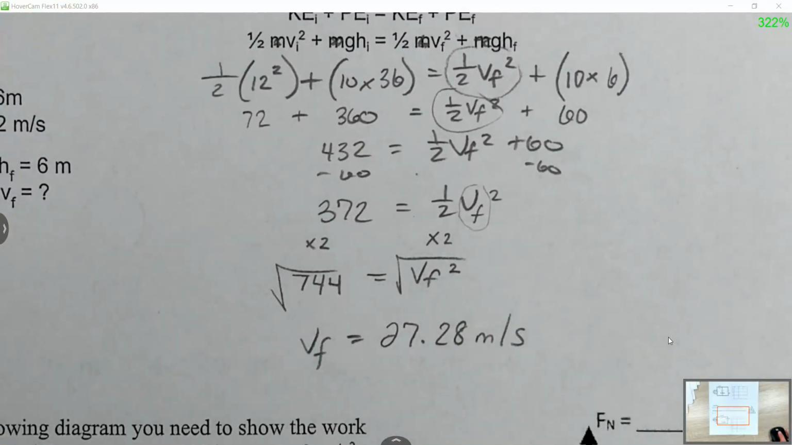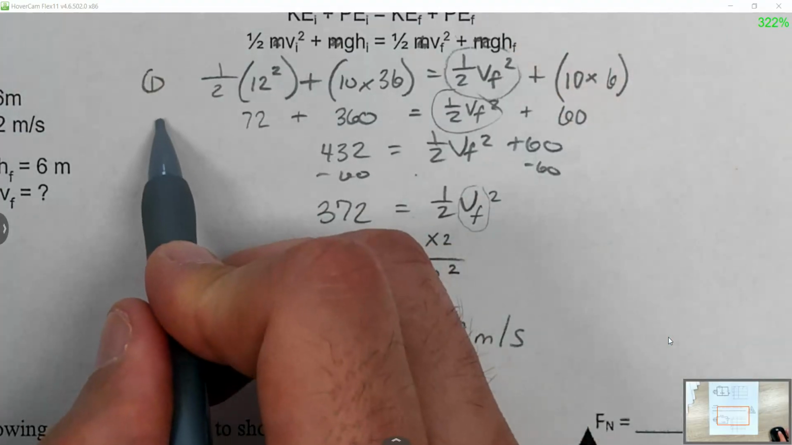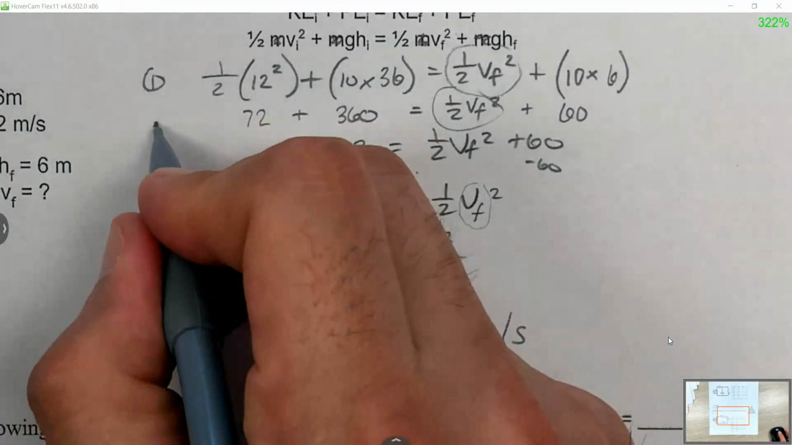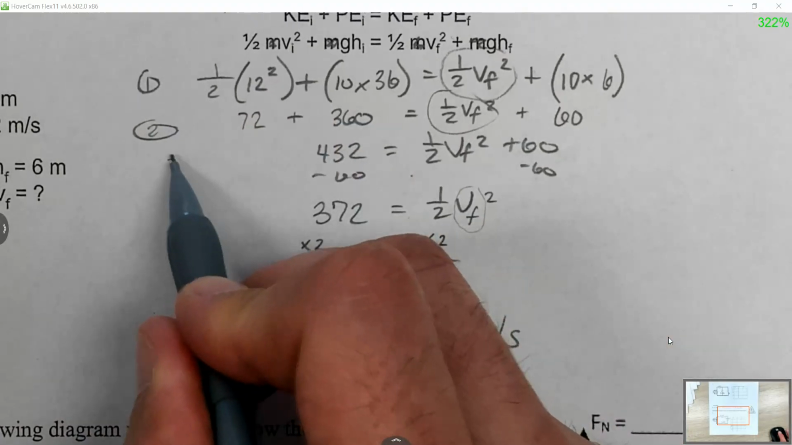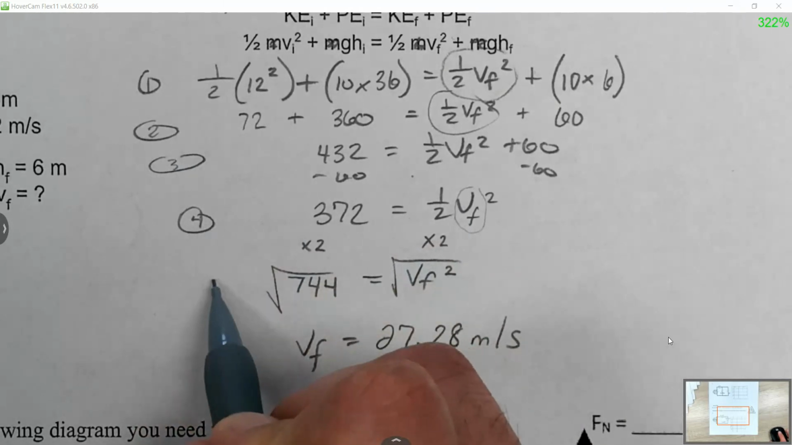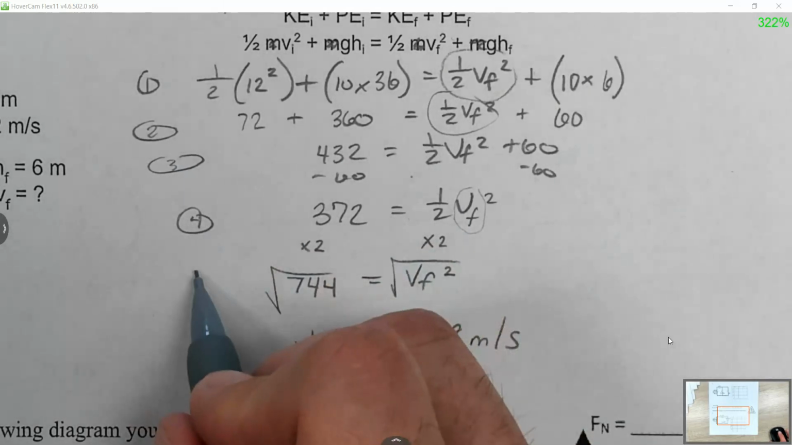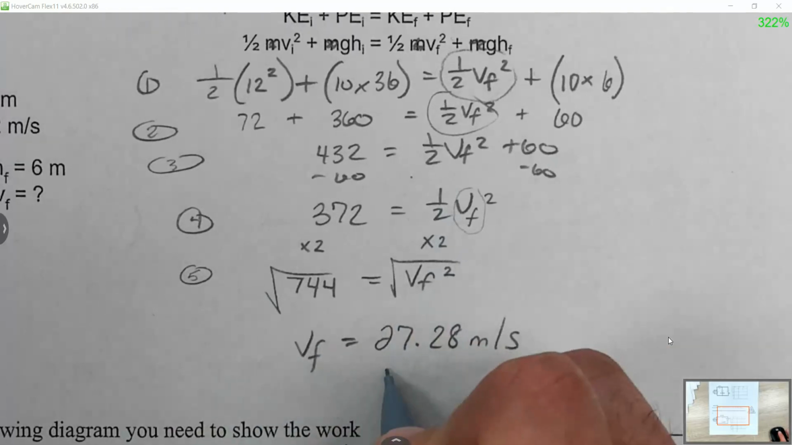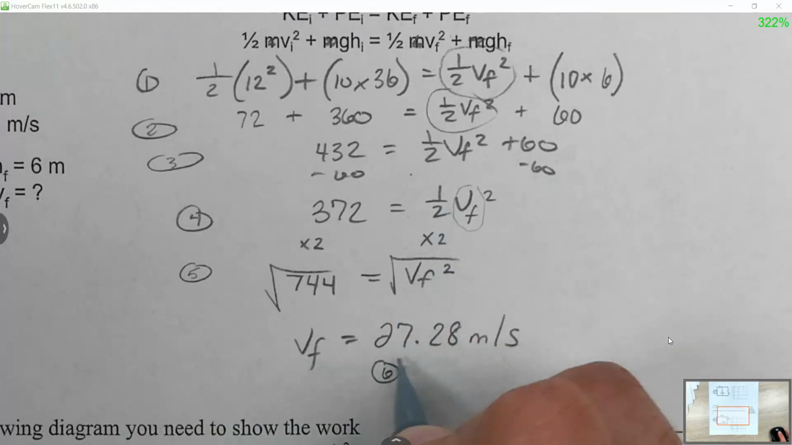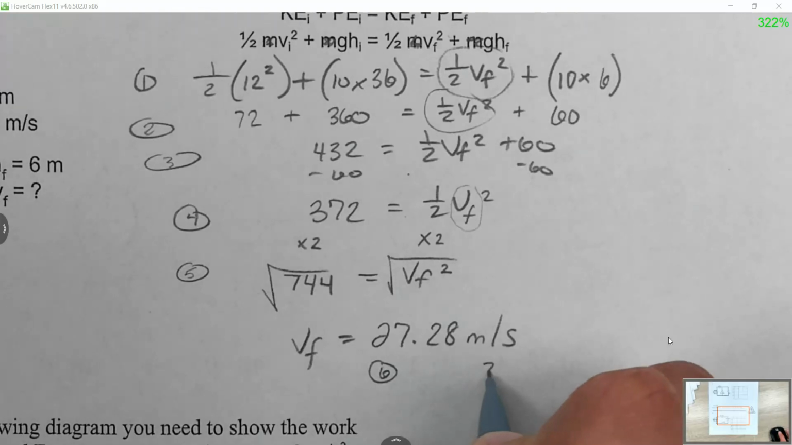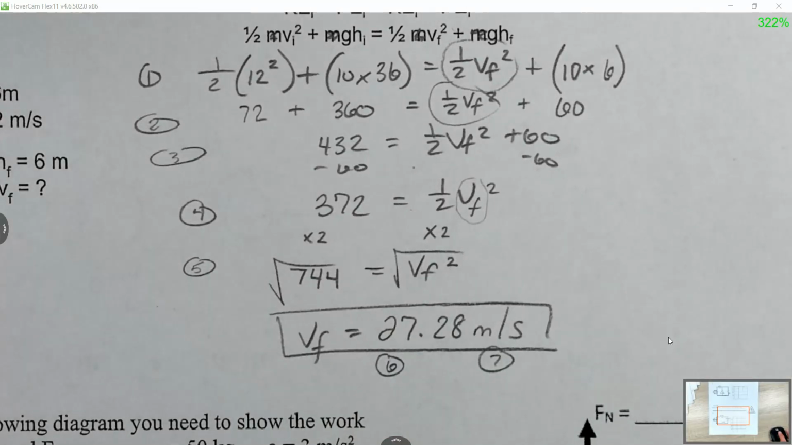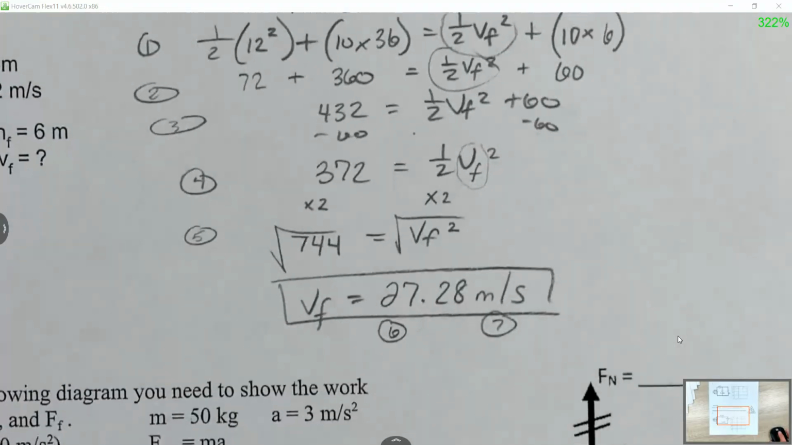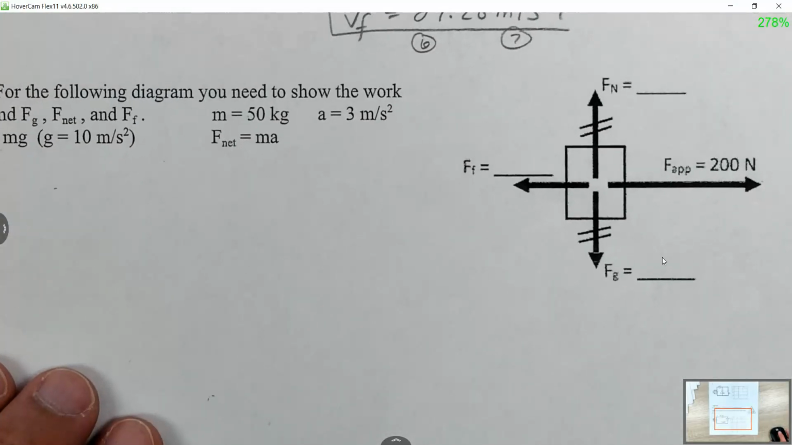Okay, so the points for that: 1, 2 for sure, for showing the work and the simplifications here. Then 3, 4, 5, 6 for the correct answer, 7 for the correct unit. And if you don't get it, guys, you can always come back right up to this. I'm just trying to get to this as quickly as we can.